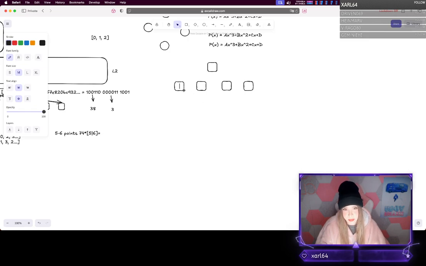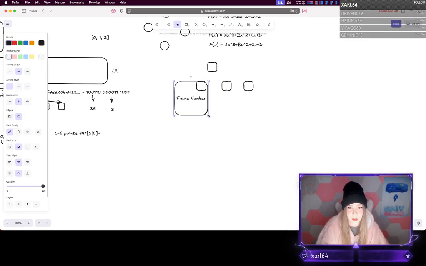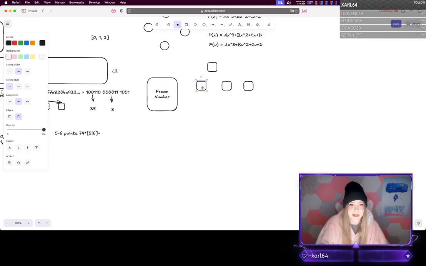And so we have the frame number. Oh God, Excalibur, please be more helpful here. Okay, cool. So now we have the frame number.